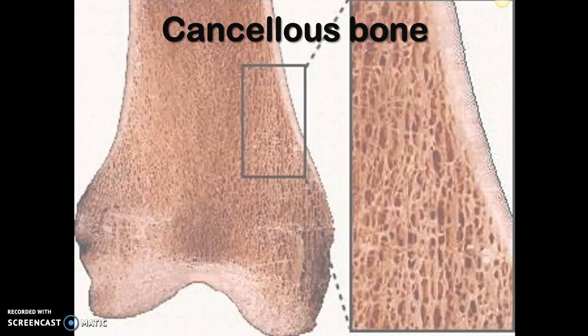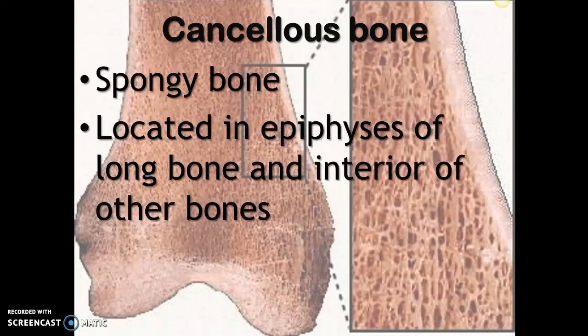The matrices that make this up, the scaffolding of hydroxyapatite, the way it's put in there, allows for greater strength, less weight, and allows storage of red bone marrow. Spongy bone is located in the epiphyses of the long bone and the interior of other bones.